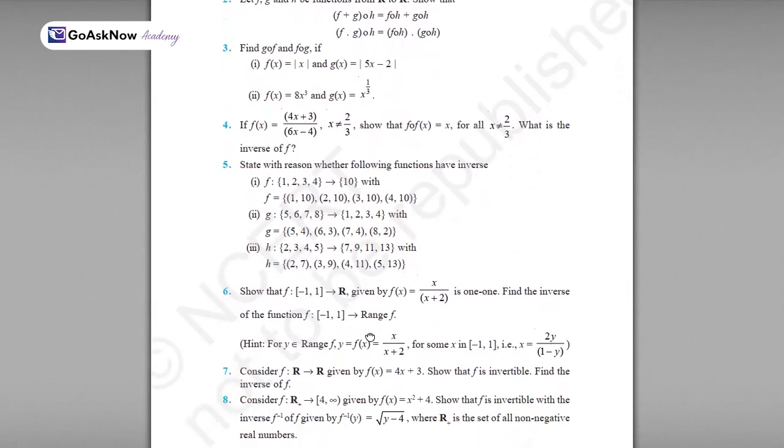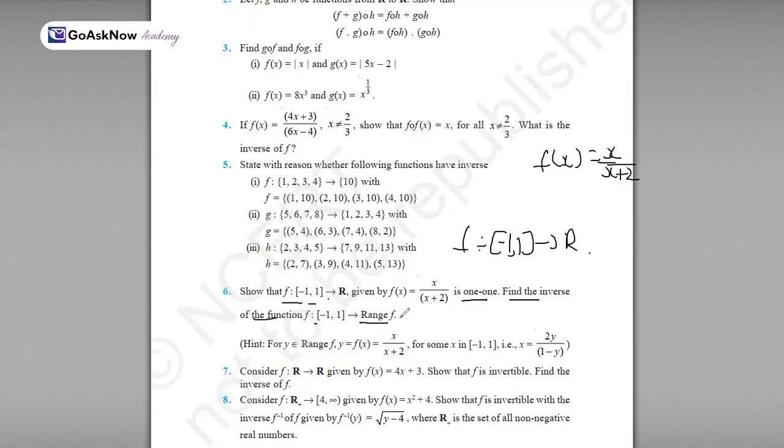So I will solve the sixth question for you. Try to see it and solve it by yourself after I tell you this question. To show that a function is 1-1, given the function f from minus 1 to 1 to real numbers, given by f(x) is equal to x upon x plus 2. I have to show that it is 1-1. Find the inverse of the function f, that is from minus 1 to 1 to range f. Okay, so I have to find the inverse also.